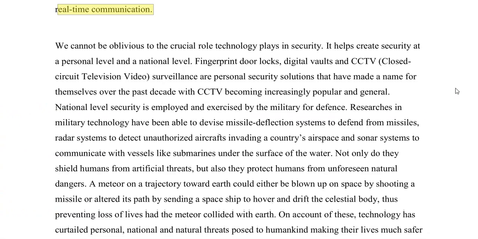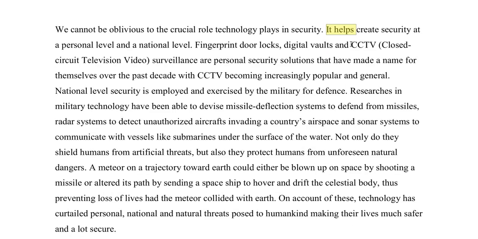Security. We cannot be oblivious to the crucial role technology plays in security. We cannot be oblivious, that is, we cannot deny. This is the topic sentence. It simply says that technology plays its role in security, helping make human lives comfortable and helping us feel more secure. That is the topic sentence, and after it the supporting details follow.